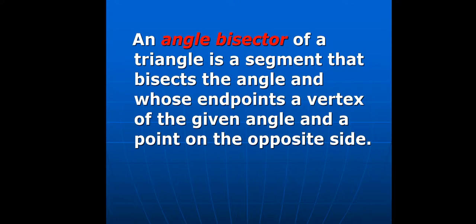So, the next one is the angle bisector. An angle bisector of a triangle is a segment that bisects the angle whose endpoints are a vertex of the given angle and a point on the opposite side. When we say bisect, it is divided into two equal parts. Halimbawa, ang 100 degrees ay mahahati sa 50 degrees at 50 degrees. So, ganun yung bisect, nadidivide siya sa dalawa.